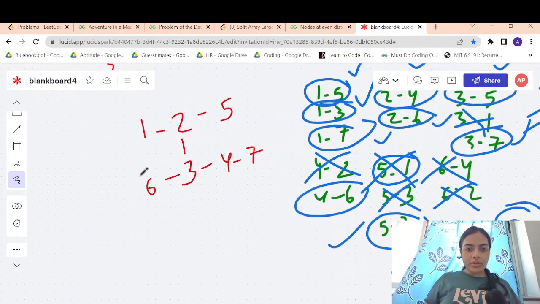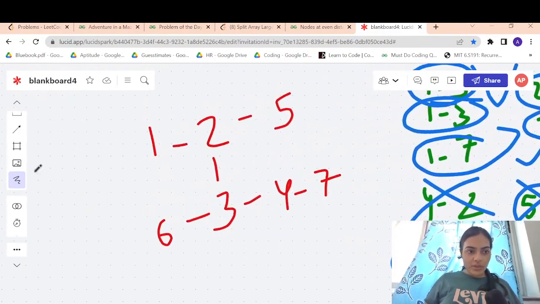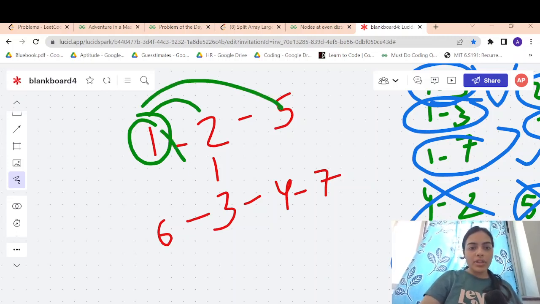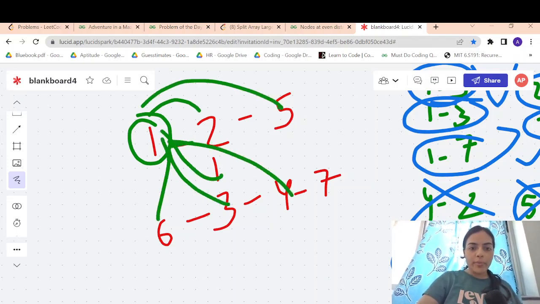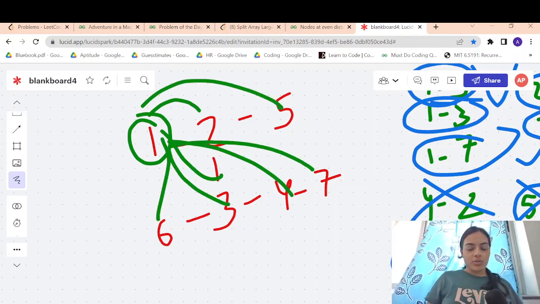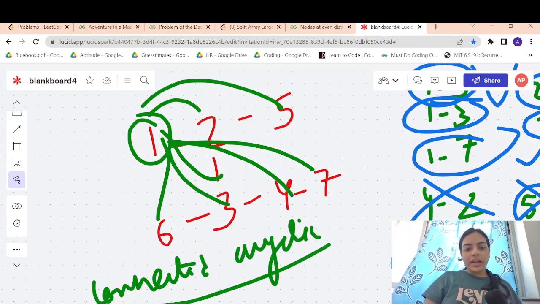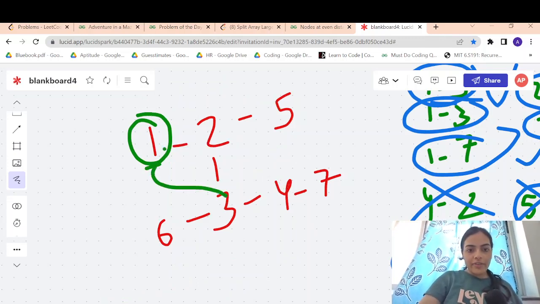Now let's try to think of what approach we can use to solve this problem. Let's think of the brute force approach. The brute force approach is to go to each node and then count the distance between it and each of the other nodes. Remember, this is a connected acyclic graph. That means from one node, you can travel to any other node.